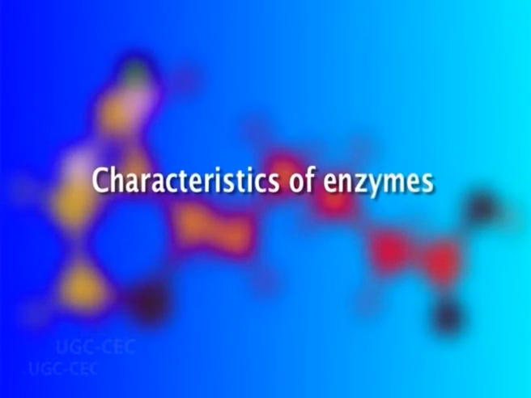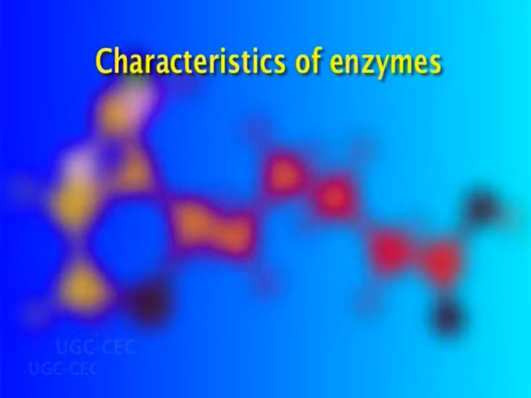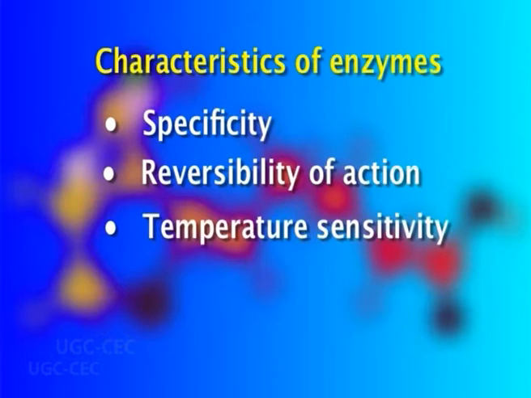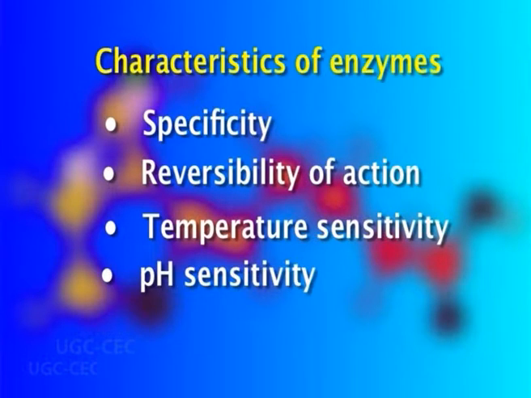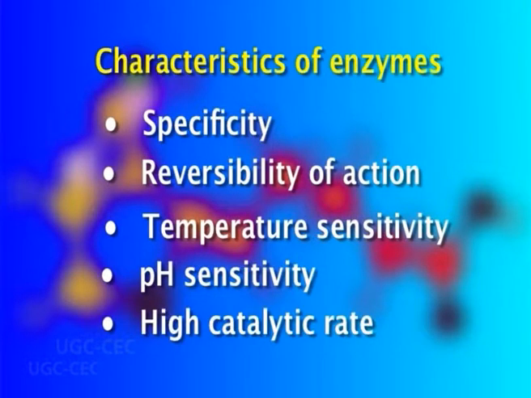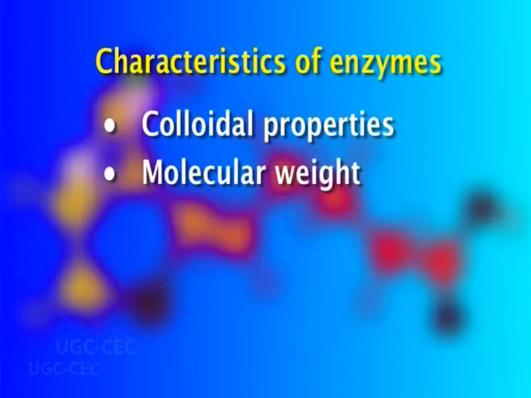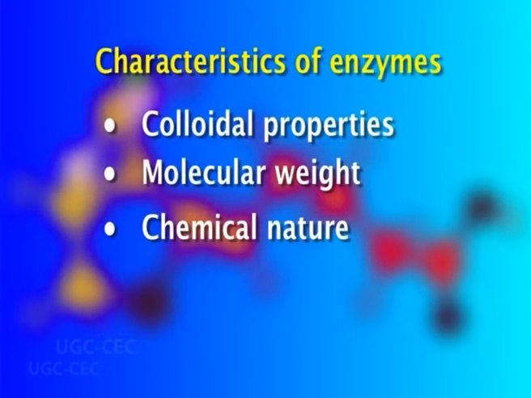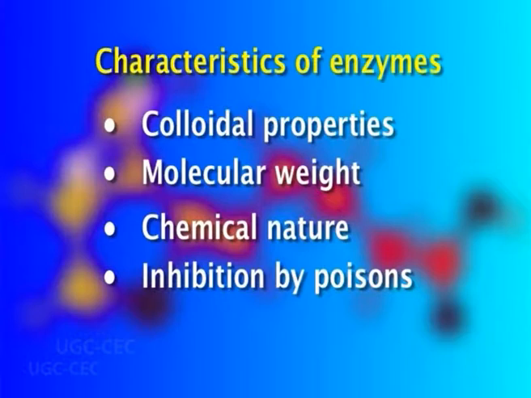Characteristics of enzymes. Enzymes can easily be identified by the characteristics possessed by them. The various characteristic features of enzymes are specificity, reversibility of action, temperature sensitivity, pH sensitivity, high catalytic rate, colloidal properties, molecular weight, chemical nature, and inhibition by poisons.